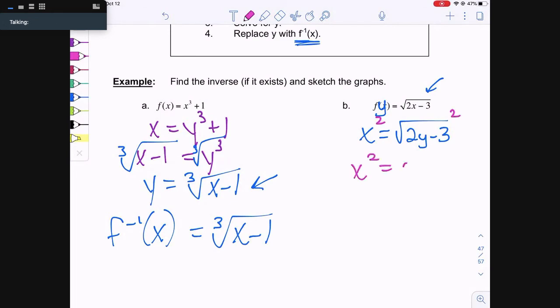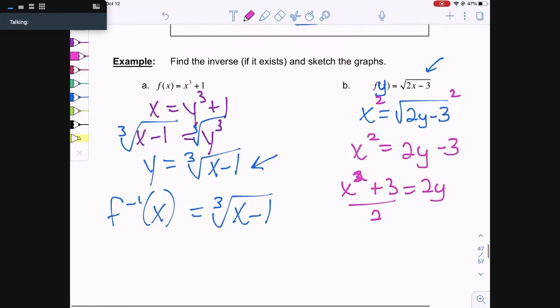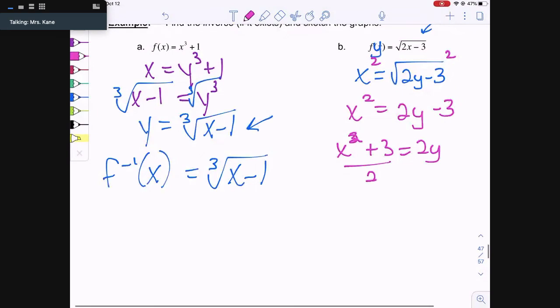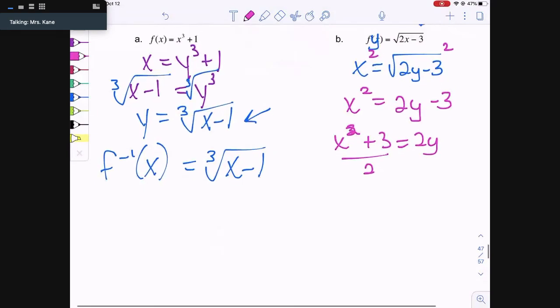So I'm just solving this problem here, trying to get y by itself. I had a square root, so I have to square both sides. I need to add the 3 to the other side. And then I need to divide everything by 2. Make sure that you're writing the inverse. If it's a g function, then use g negative 1. X squared plus 3, and then divide it by 2.